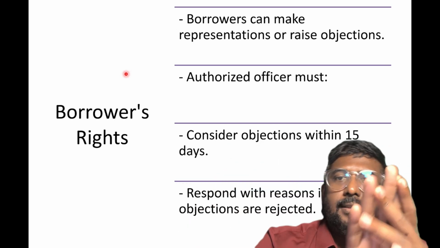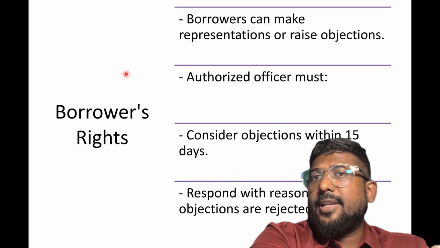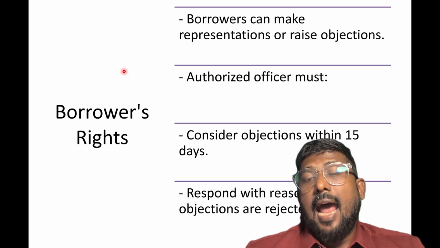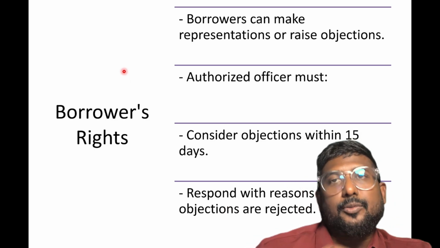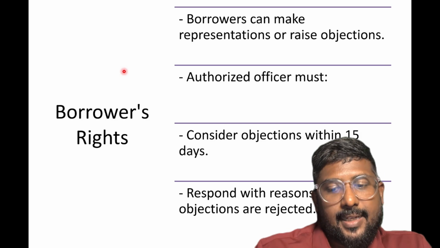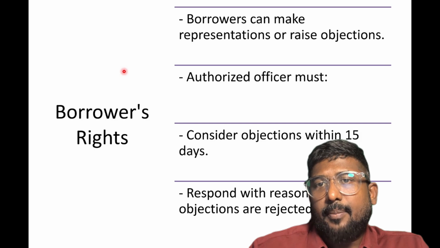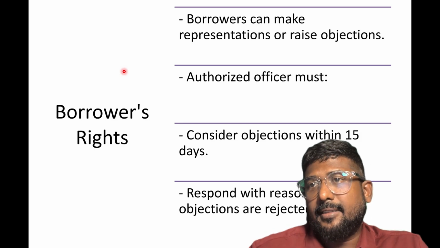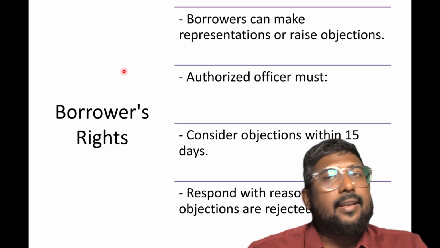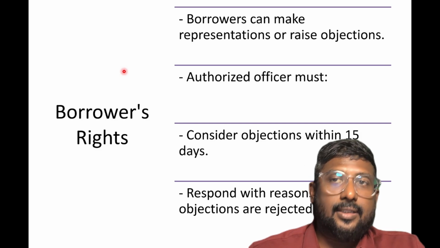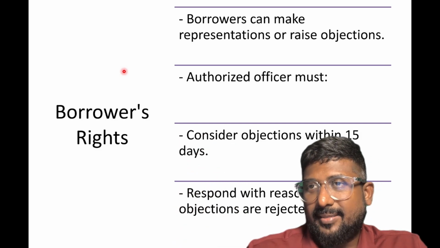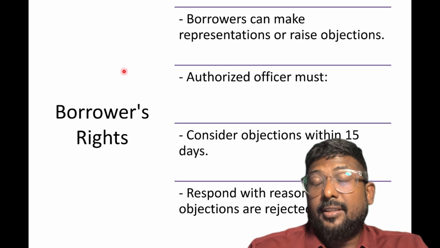Now, what are the borrower's rights? The borrower can make representations or raise objections, and the authorized officer must respond to them. And remember, it is a 60-day time period. The borrower has to mandatorily send his representation and raise objections within 60 days. After 60 days, he might not have a good case in the DRT.